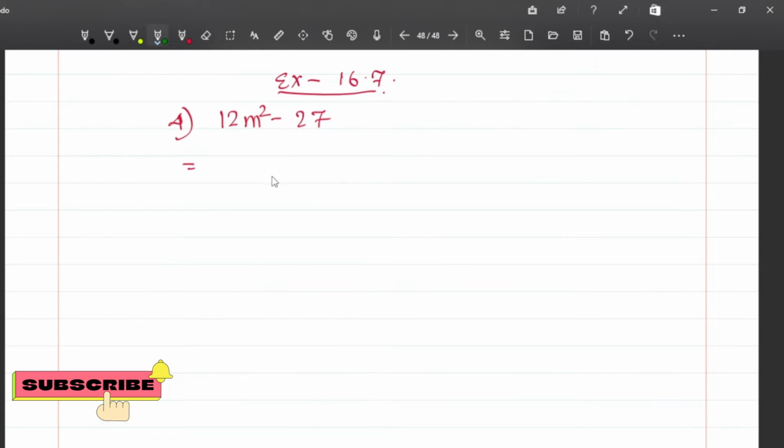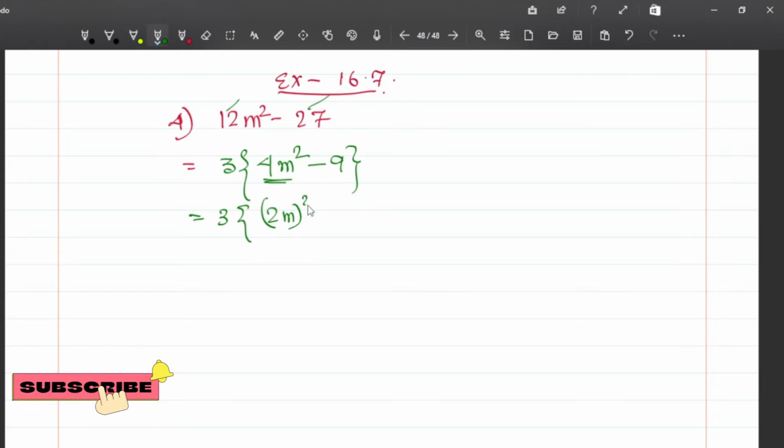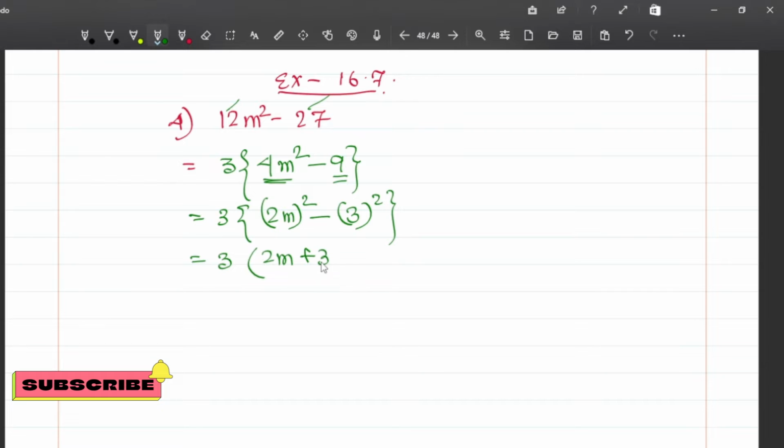Now we will do sum number 4. So take common from 12 and 27, 3 as a common. So 4m square minus 9. So instead of 4m square, you can write 2m whole square. And instead of 9, you can write 3 square. Now again expand: 2m plus 3, 2m minus 3. That is your answer.